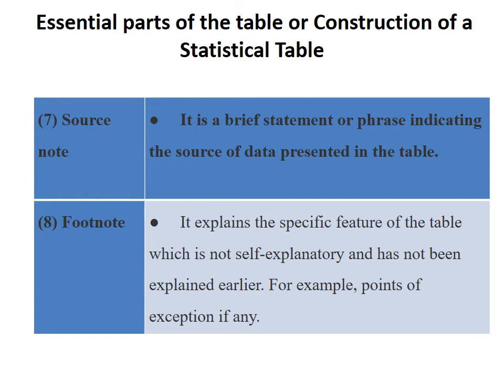And the last part of the table is the footnote. It explains the specific features of the table which are not self-explanatory and have not been explained earlier. For example, points of exception, if any. If you have any remark or any exceptions for the data collected for this research, we should mention them in the footnote.